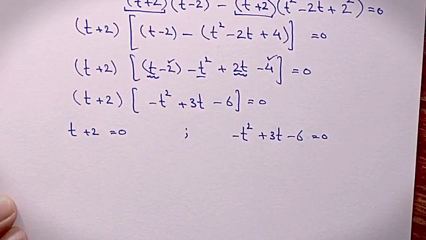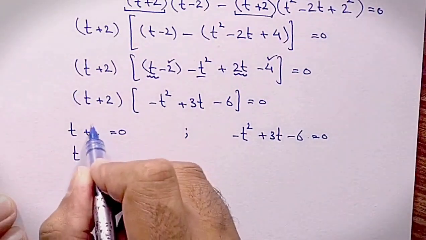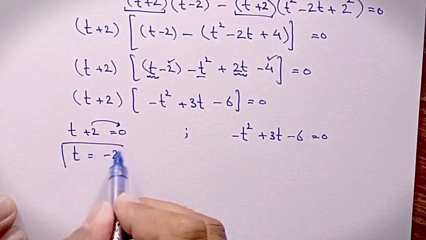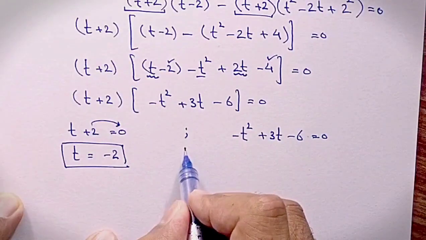Then to solve the first solution, we'll take 2 to the right side. So it will be t equals negative 2. So this is the first value of t. Okay, now move to our second solution.